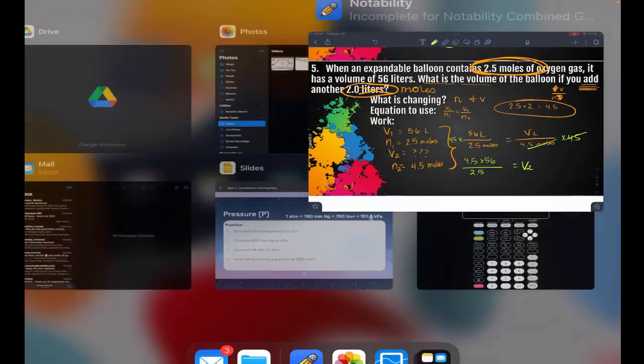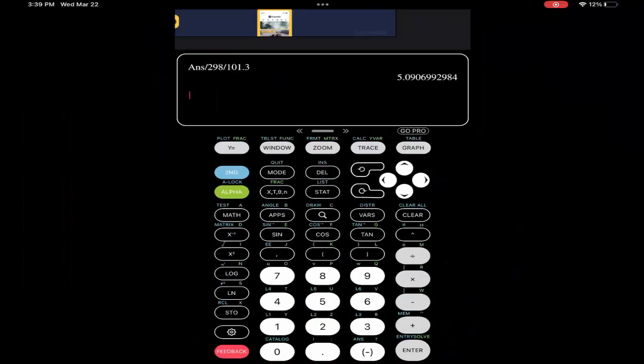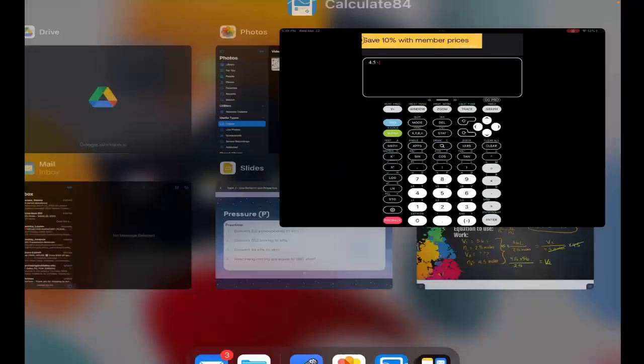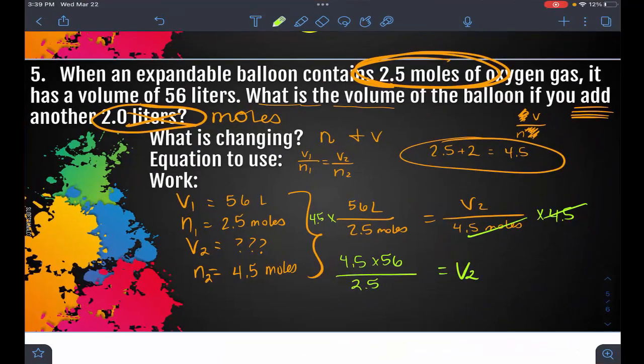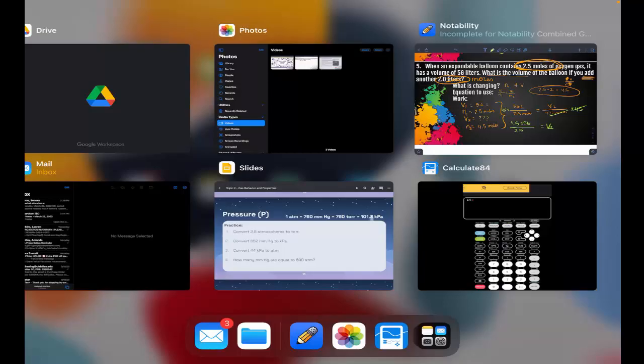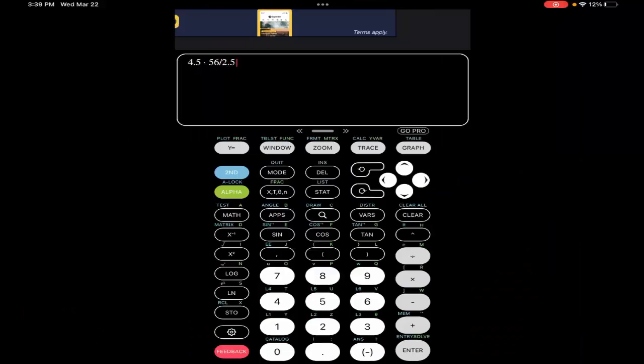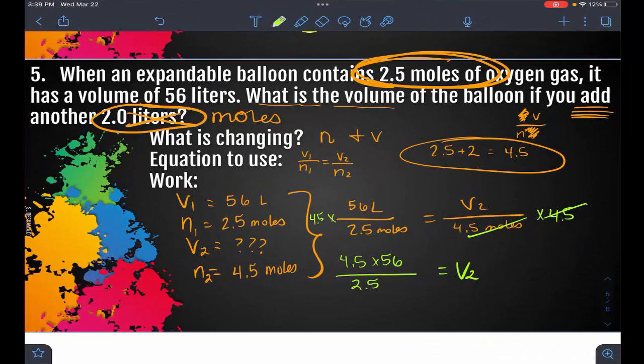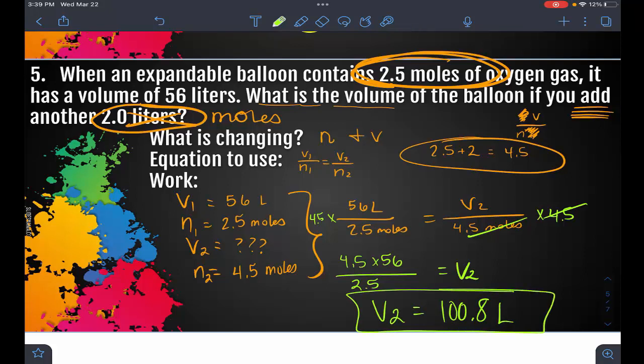Let's grab our calculator. 4.5 times 56 divided by 2.5. My new volume is going to be 100.8 liters. So V2 equals 100.8 liters. That is not the right number of sig figs, but it's kind of challenging to do 2 sig figs with a number like this, so we're just going to leave it as 100.8.